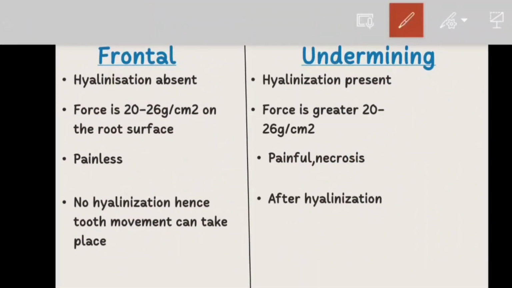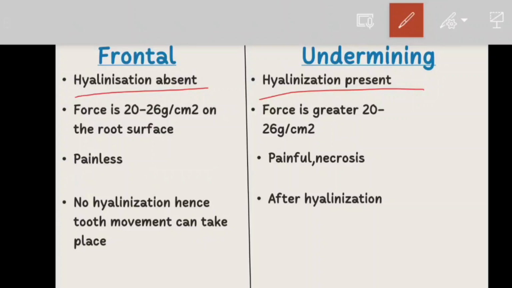Okay. Now the hyalinization. This is the most important exam point. In frontal resorption, hyalinization is absent. Since there is no tissue damage, tooth movement occurs normally. So why does tooth movement occur easily in frontal resorption? Because there is no hyalinization. While in undermining resorption, hyalinization is present. The heavy force compresses the blood vessels, blood supply decreases, a sterile necrotic area is formed and this is called hyalinization. Before the tooth movement can continue, this damaged tissue must be removed and therefore movement becomes delayed.